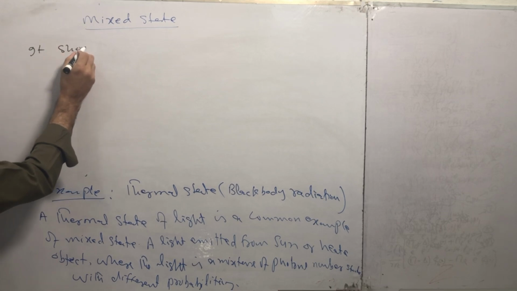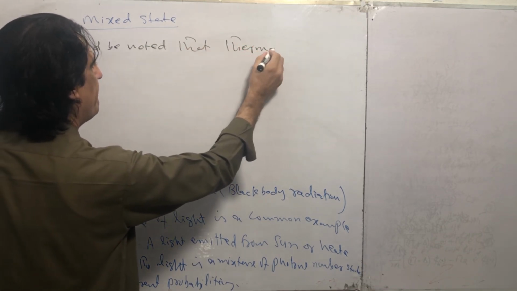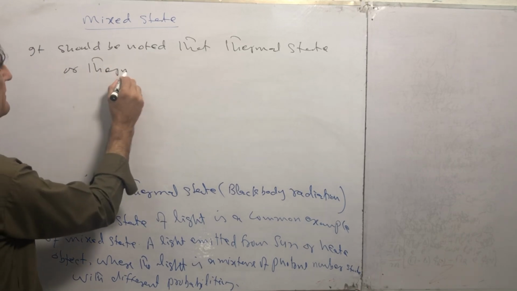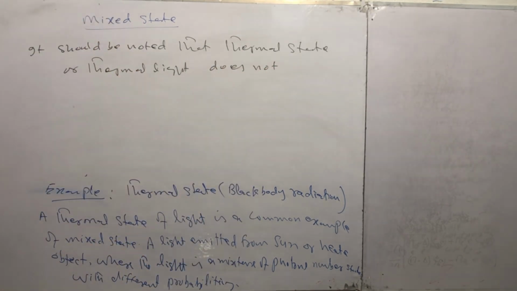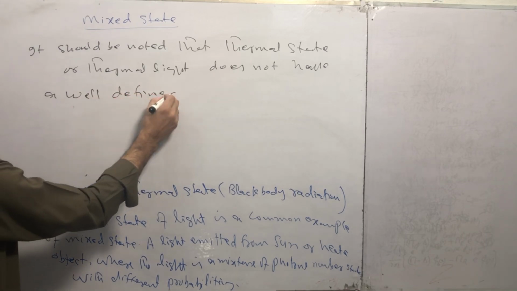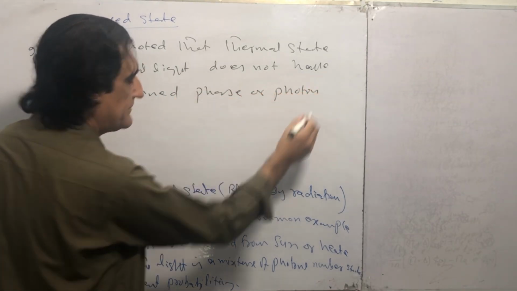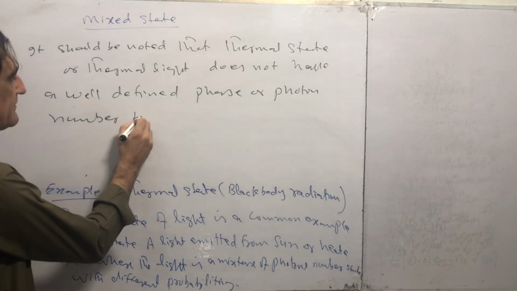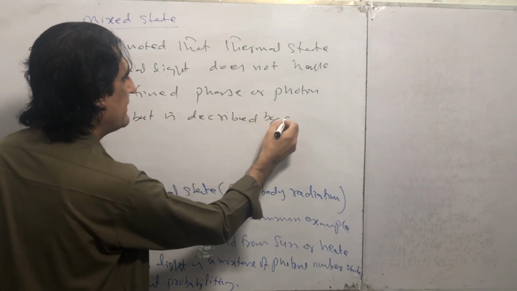It should be noted that thermal state or thermal light does not have a well-defined phase or photon number, but is described by a distribution.